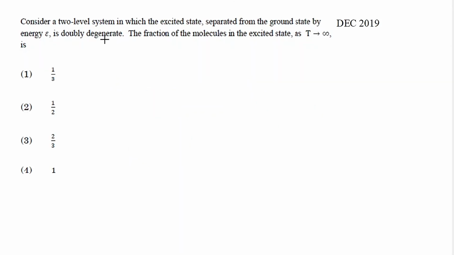Now this question was asked in December 2019, and it says that we have a two level system in which the excited state is separated from the ground state by energy epsilon. So we have a two level system, and suppose the ground state energy is 0, the first excited state will be epsilon, and it is doubly degenerate. So that means the value of g0 is 1 and g1 is 2. So let me draw it in this particular manner. Okay, this is doubly degenerate. So this is singly degenerate and this is doubly degenerate.